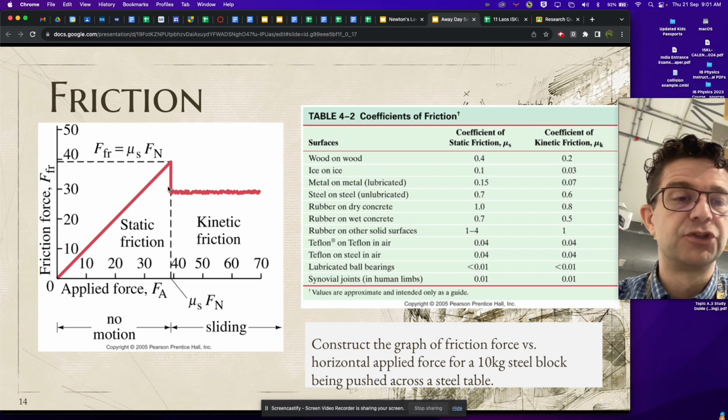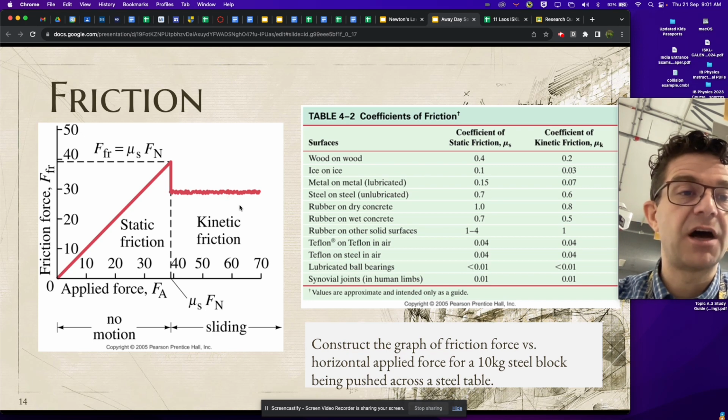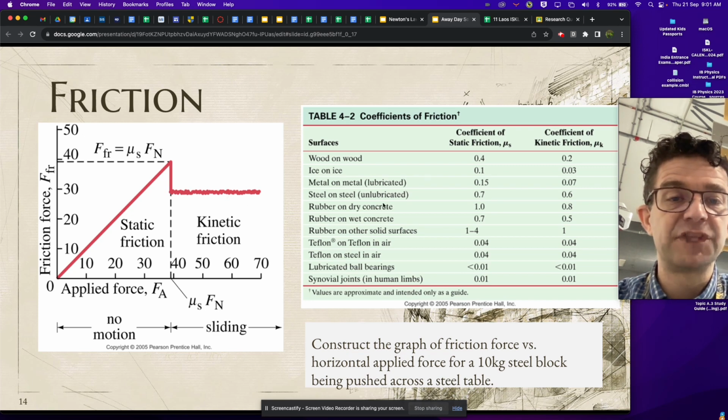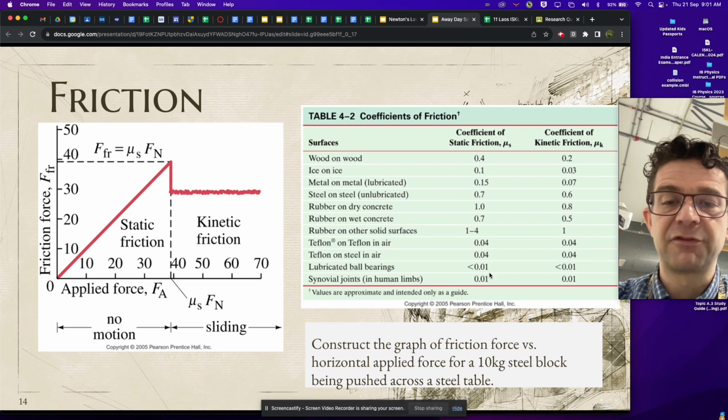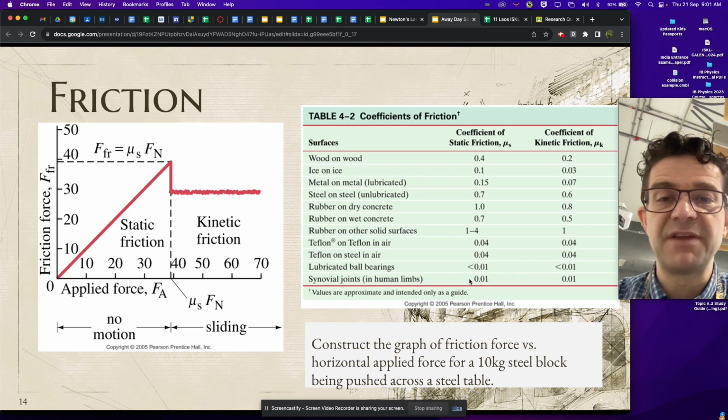The fact that this little drop happens is because of a very common feature of friction coefficients, which is seen in this table. The coefficient of static friction is almost always significantly larger than the coefficient of dynamic friction. We can see that in certain situations where we want very little friction, Teflon being a wonderful material that has low friction, and of course, human joints, these numbers can be very close together, but usually there's a drop when you get to kinetic friction.